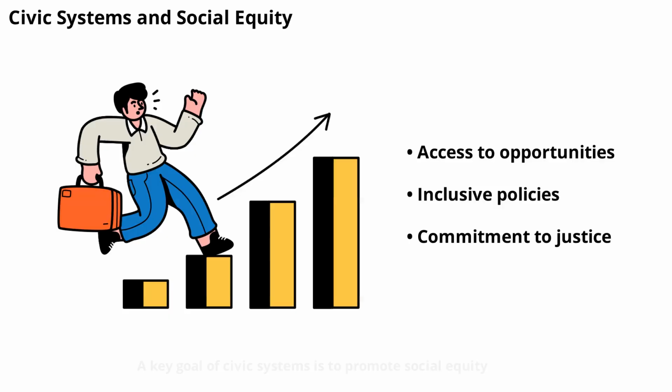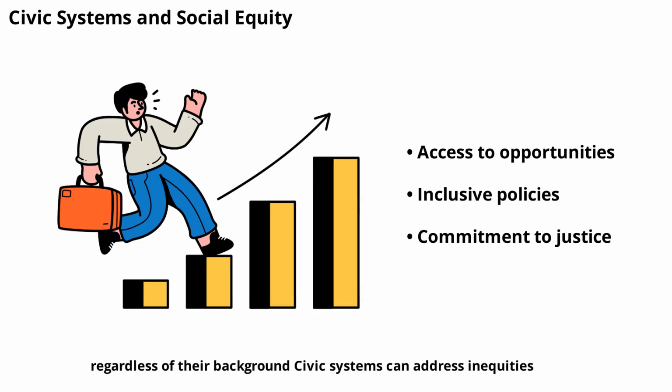A key goal of civic systems is to promote social equity. This means ensuring that all members of society have access to opportunities, resources, and services, regardless of their background. Civic systems can address inequities through policies that support education, healthcare, housing, and economic development. By prioritizing equity, civic systems help create inclusive communities where everyone can thrive. Achieving social equity requires ongoing effort, collaboration, and a commitment to justice.